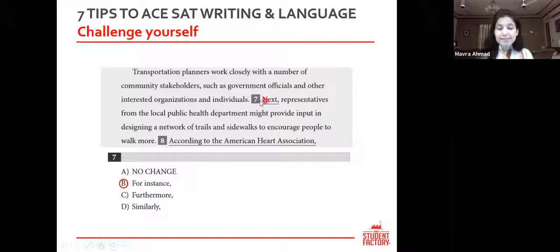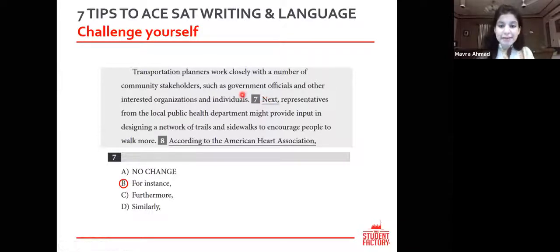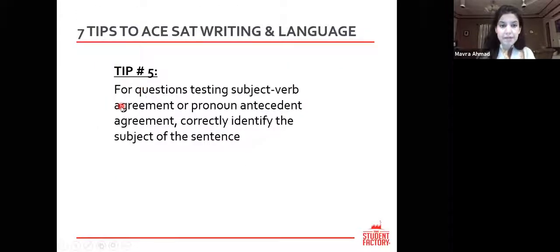For instance, this is the right transitional phrase that we can use here so that we could provide correct transition from the previous sentence to this sentence, which is number 7, right? Okay, let's look at the next tip. Number 5. For questions testing subject-verb agreement or pronoun antecedent agreement, correctly identify the subject of the sentence. This is extremely important, everyone.